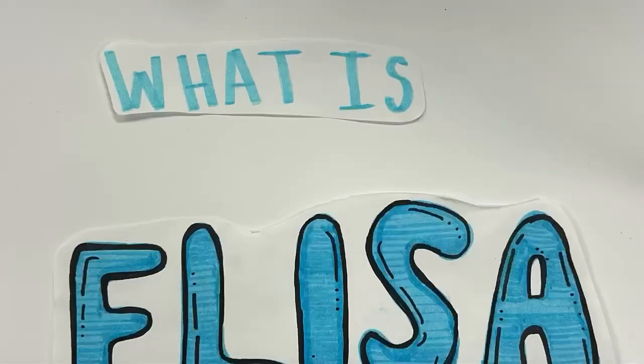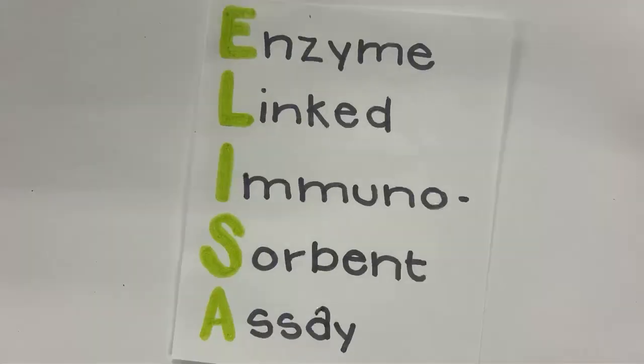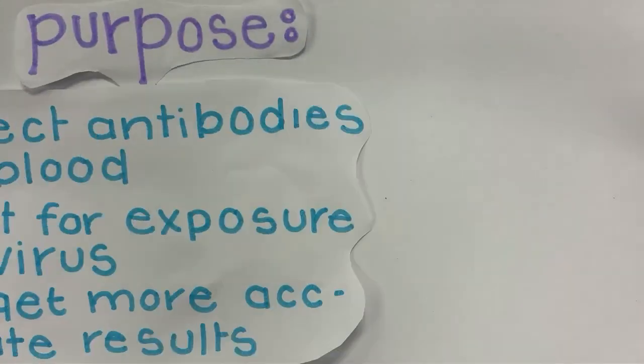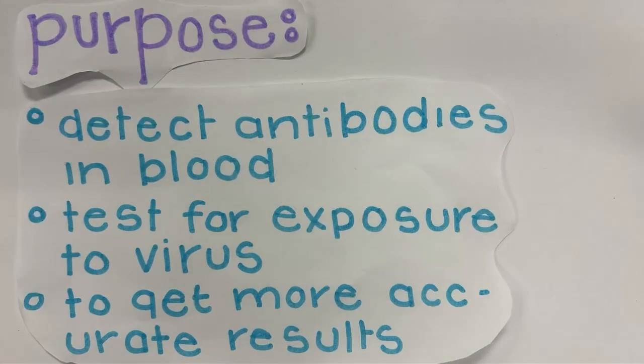What is ELISA? ELISA stands for Enzyme-Linked Immunosorbent Assay. The purpose of ELISA testing is to detect antibodies in the blood, test for exposure to a virus, and to get more accurate results in comparison to blast testing. Blast testing uses DNA base pairs to identify a pathogen in the blood.